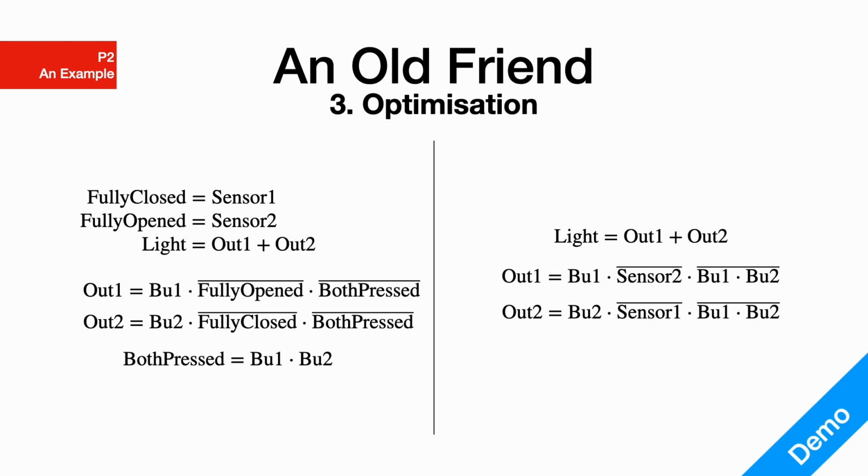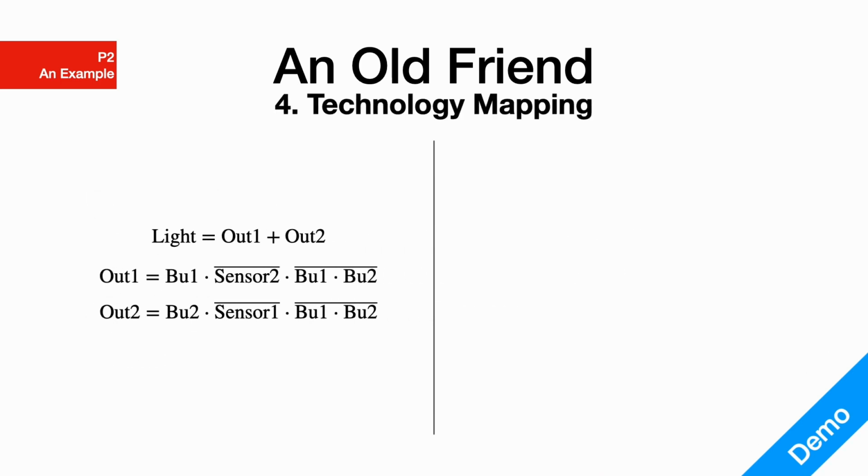Once this is completed and we realize that this is already as simple as it gets, the next thing we can do is technology mapping. Now this is where it gets interesting. In the technology mapping step, the first thing you will need to do is know what kind of physical components are available to you. And this is called technology. The physical components are called technology.